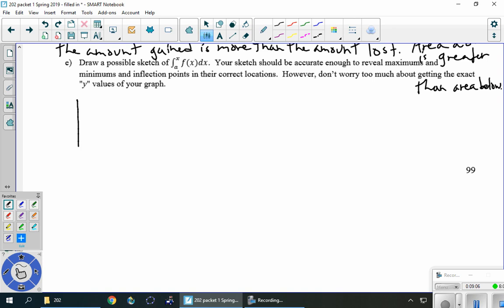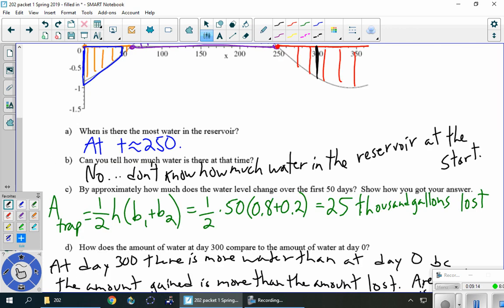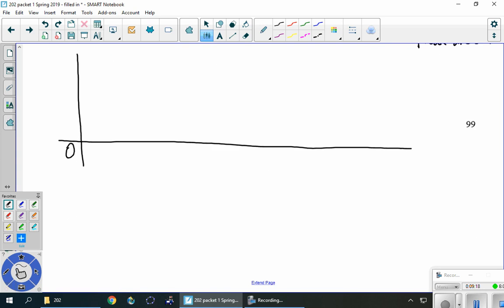All right, so we're gonna get some axes here. And we're gonna start at day 0 and go out until whatever the end of the graph was, 300 something, 360. Something like that.